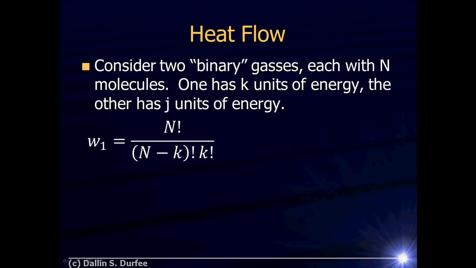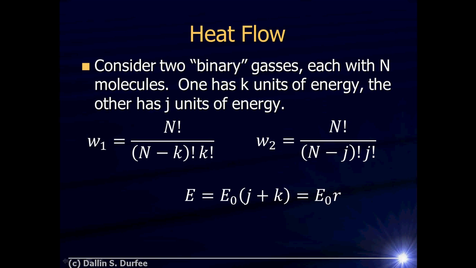For the second gas, I have a similar relationship, only now I have j units of energy instead of k, and this is the number of ways I can rearrange them. Now if I put these two gases in thermal contact, they can exchange energy. So the total energy is the energy it takes to change a 0 to a 1 times the number of 1s. This is the total amount of energy in my combined system, some of it in gas 1, some of it in gas 2. I'm going to let R just be the sum of J and K.